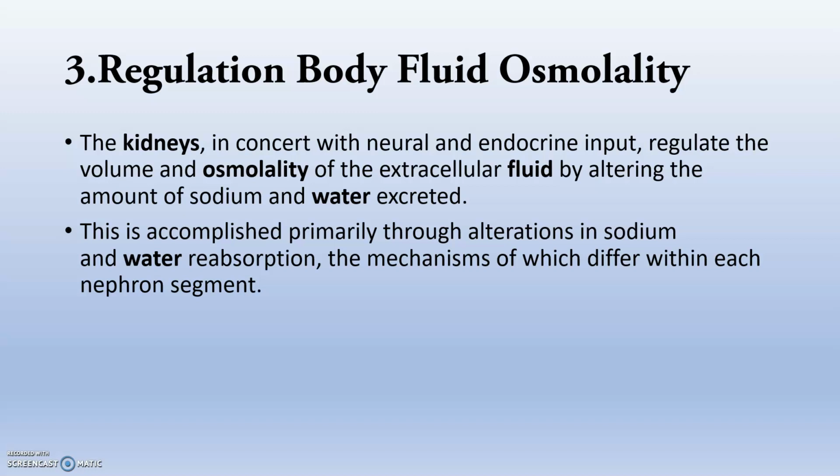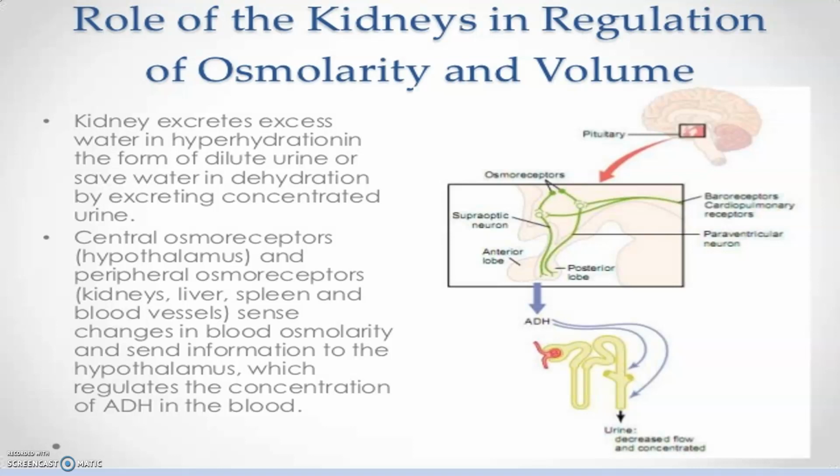Next is regulation of body fluid osmolality. So the kidney will be controlling the movement of water and sodium and the osmolality of extracellular fluid. The osmolality of extracellular fluid is mainly controlled by altering the amount of sodium and water excreted. This is accomplished primarily through alterations in sodium and water reabsorption at the nephron segments. This is actually the role of kidneys in regulation of osmolality and blood volume. There are many hormonal actions, that is antidiuretic hormone, aldosterone, renin. There are many enzymes which have a very good role in these things.